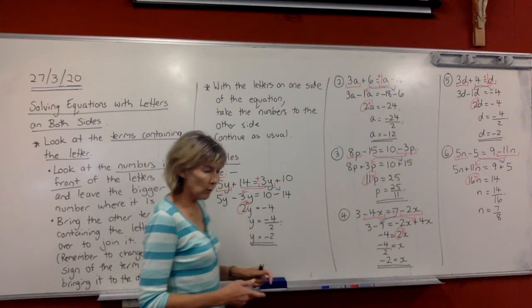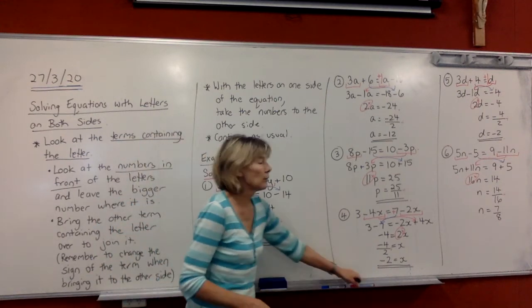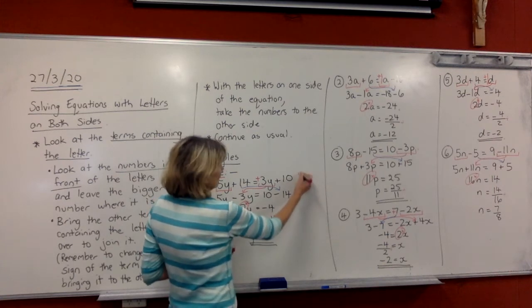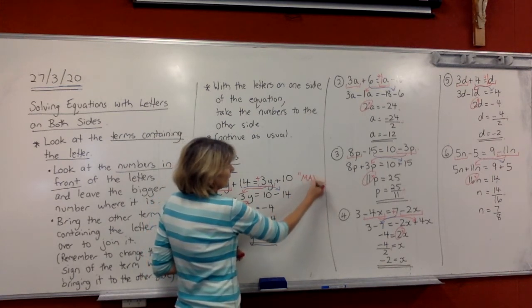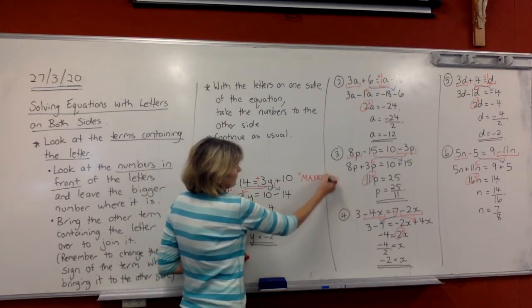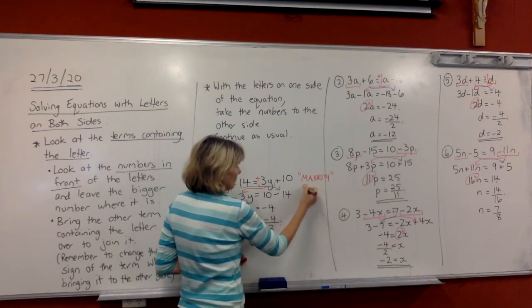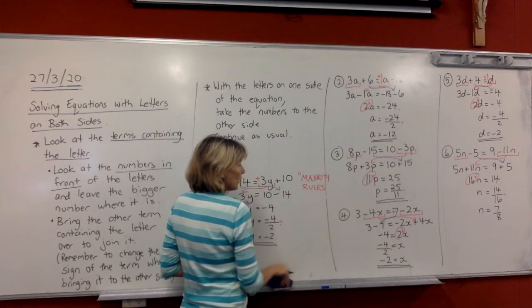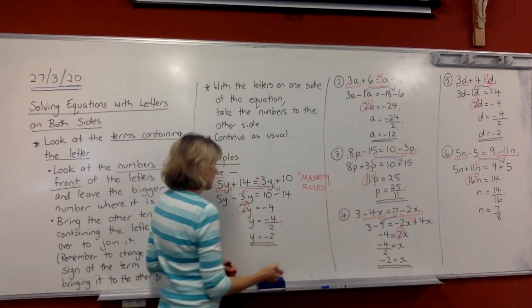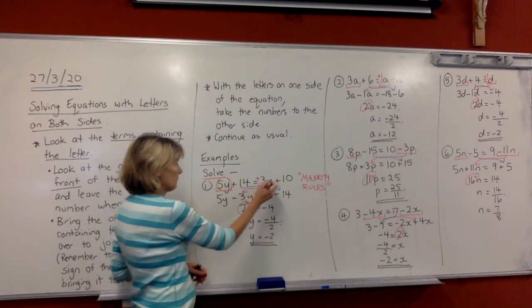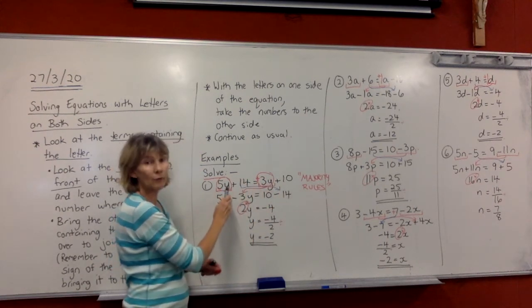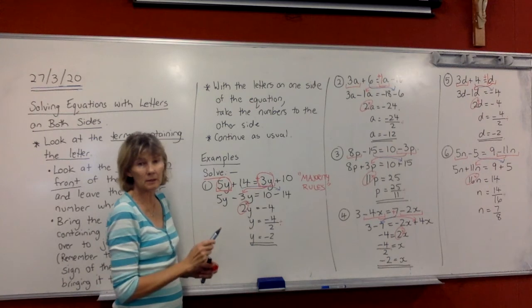So in all of these, we have majority rules. Okay, so when you're looking at your letters, we're looking for the bigger of the numbers in front of the letter. So when you're looking at these, majority rules. The biggest one is 5y, it stays where it is.